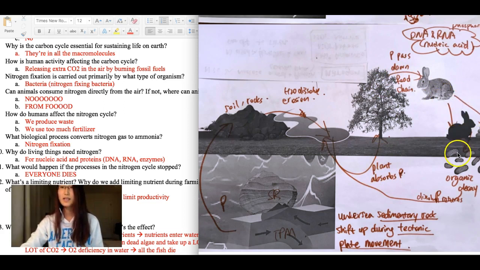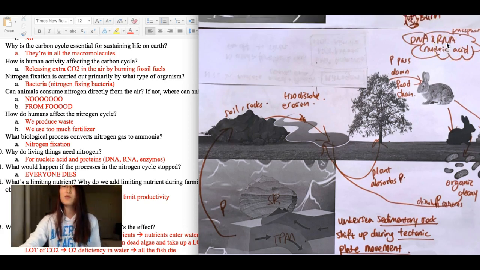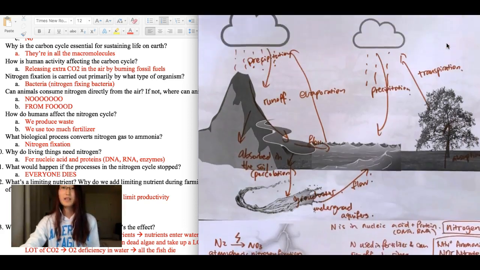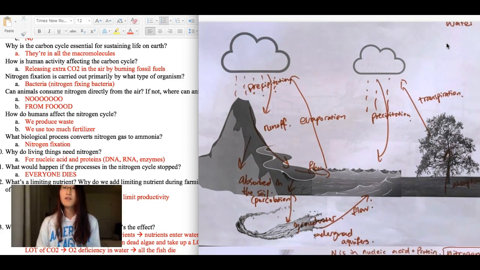When the bunny dies, we have something called organic decay, which breaks down the phosphorus, and then the phosphorus can dissolve back into water. Why is phosphorus important? DNA and RNA. You definitely want every single one of those macromolecules, and this is why all four of these nutrient cycles are very important for us to learn and to understand.